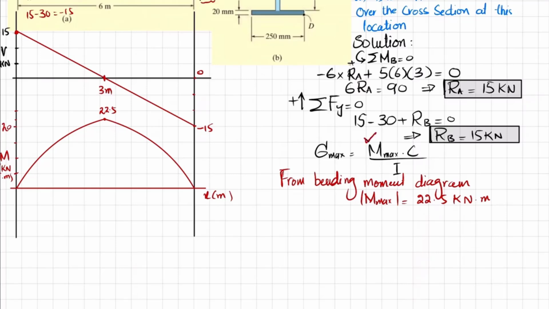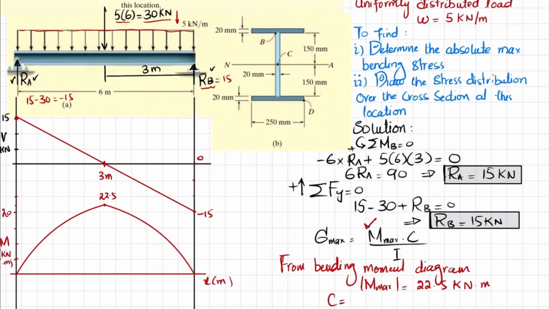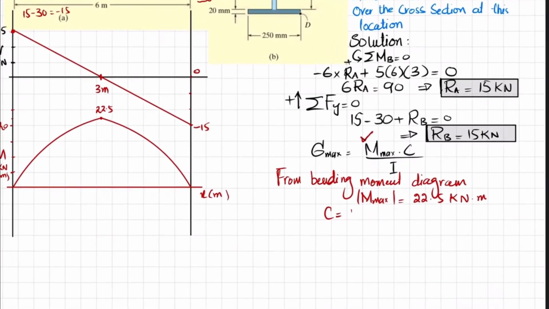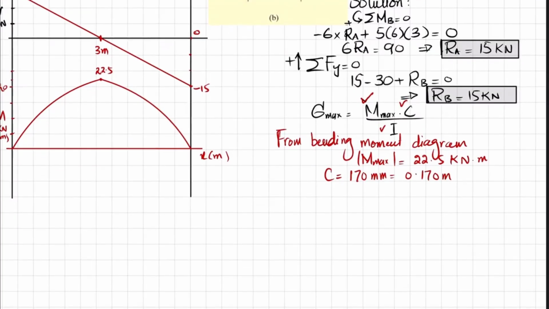What about C? So we will go to this section, and you can see this is its neutral axis. So C is the distance from the neutral axis to the topmost fiber. So this is C, which is 150 plus this distance, 150 plus this 20, which will be equal to 170. So C is equal to 170 millimeter, and we will convert it into meter. It will be 0.170 meter. Now we have this value as well, but we do not know I. So we will calculate I for this beam.